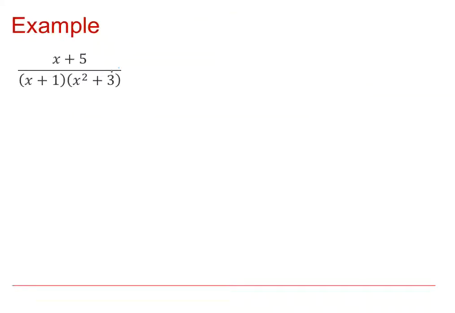In this case and similar cases, the partial fractions you would set up would be, for the linear x + 1, just A over the linear x + 1. But for the quadratic x² + 3, you need to have something linear on top. So here it would have to be bx + c.